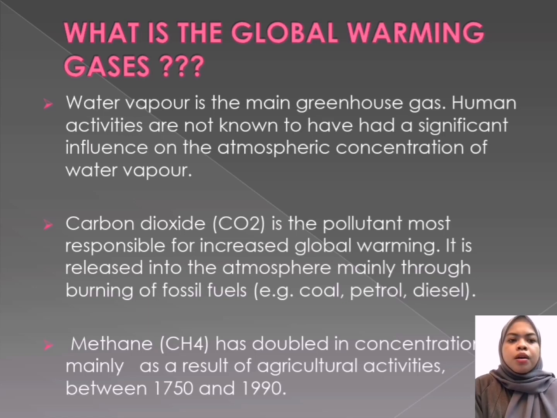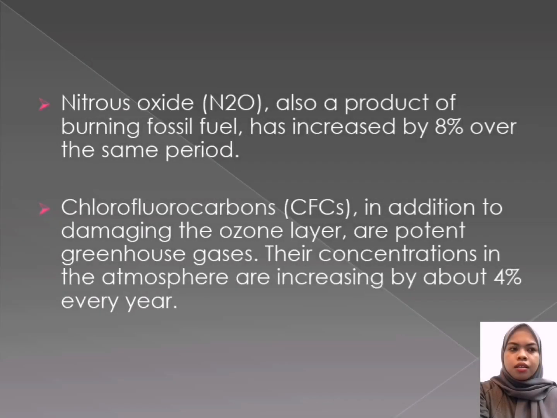Methane has doubled in concentration, mainly as a result of agricultural activity, between 1750 and 1990. Nitrous oxide, also a product of burning fossil fuel, has increased by 8% over the same period. Chlorofluorocarbons, in addition to damaging the ozone layer, are potent greenhouse gases. Their concentration in the atmosphere is increasing by about 4% every year.